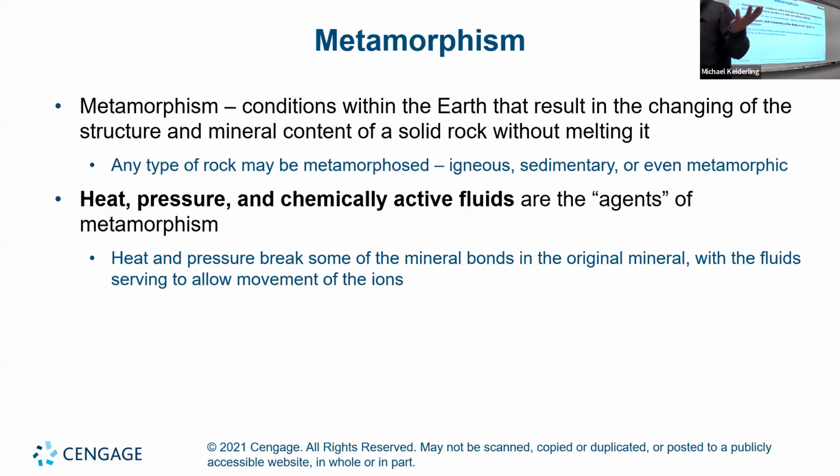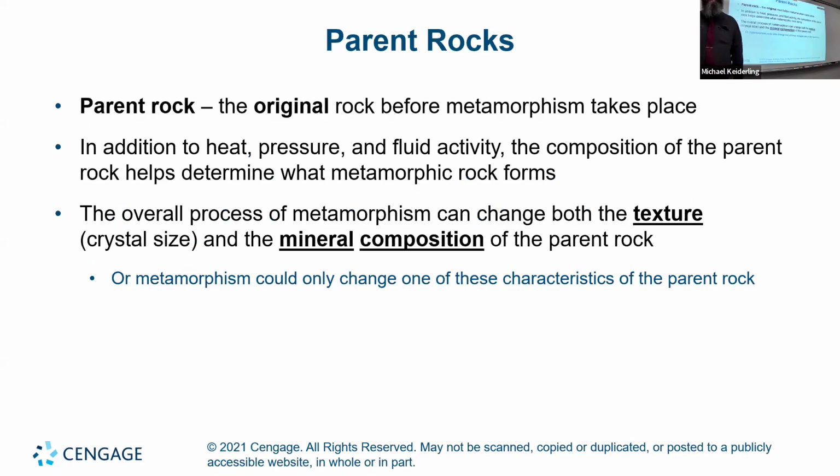So heat, pressure, and chemically active fluids are the primary agents of metamorphism. Heat and pressure will break some of the mineral bonds of the original mineral, and the fluids serve to allow the movement of ions around. So you can have minerals changing, you can have minerals recrystallizing, forming new crystals that are different, and you have a different structure. When we talk about a metamorphic rock, there is a parent rock, which is the original rock before metamorphism takes place.